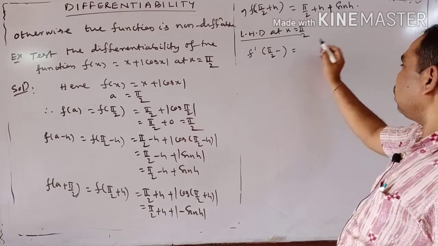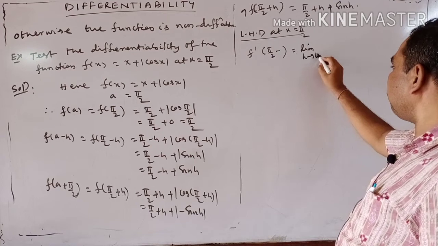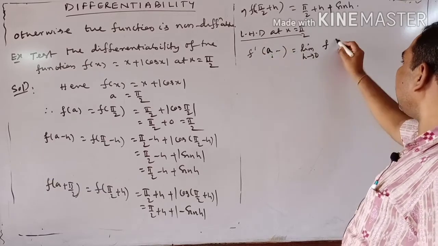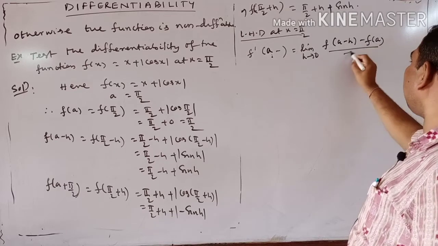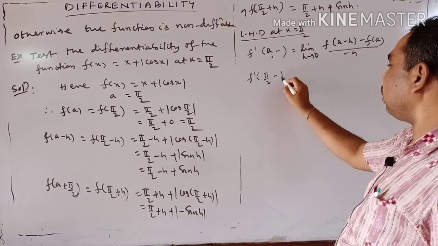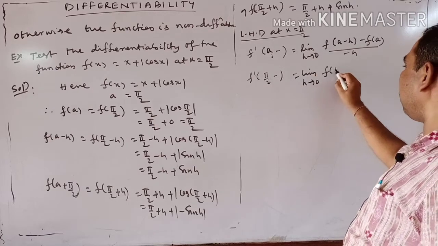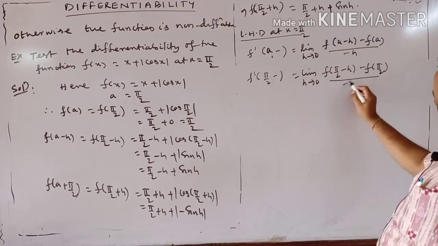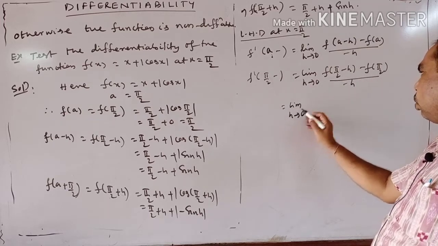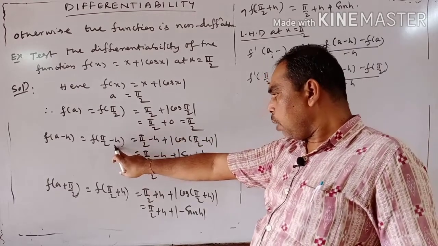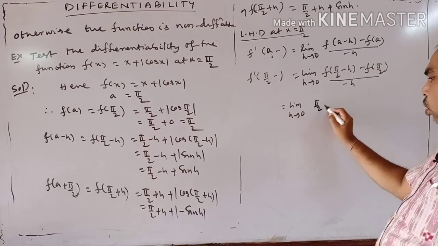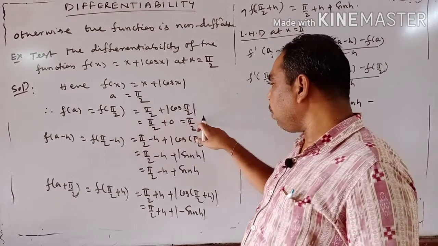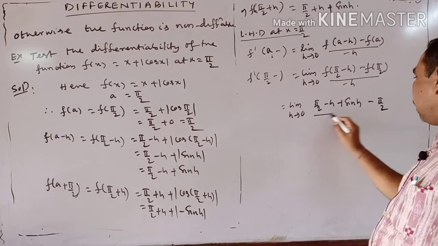The formula is, remember this formula: limit h tends to 0 of f of a minus h minus f of a, divided by minus h. So f dash pi by 2 minus is limit h tends to 0 of f of pi by 2 minus h minus f of pi by 2, divided by minus h. So this is equal to limit h tends to 0 of f of pi by 2 minus h, which is pi by 2 minus h plus sin h, minus f of pi by 2, which is pi by 2, divided by minus h.